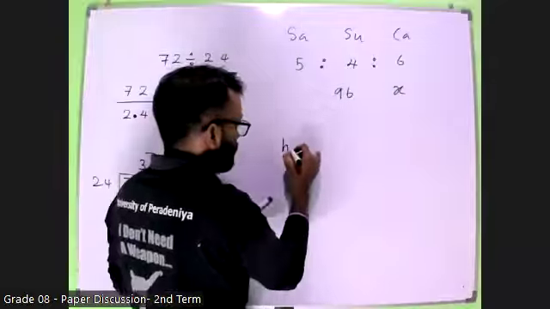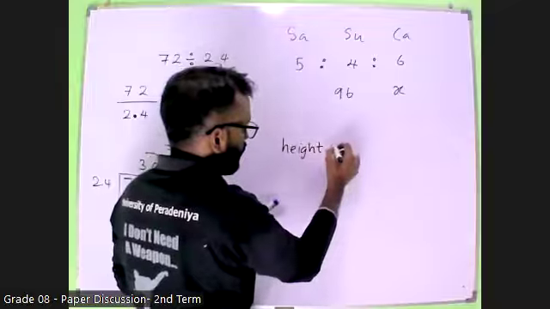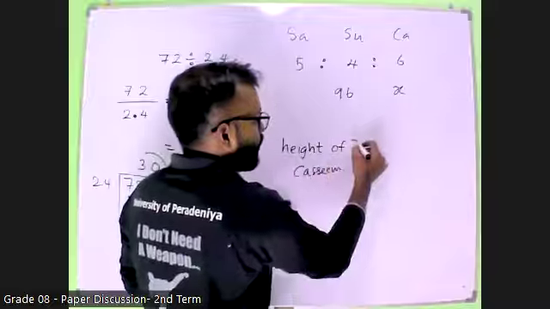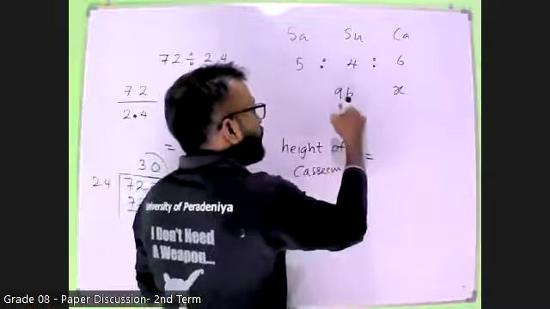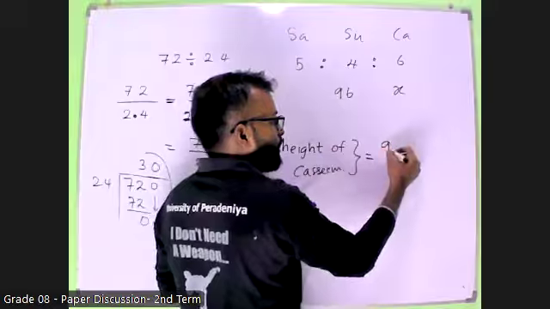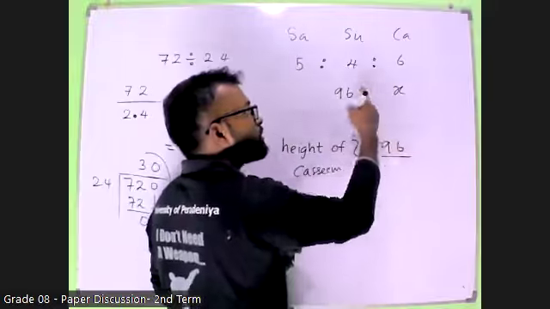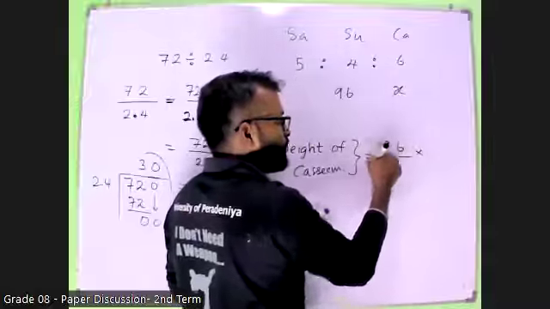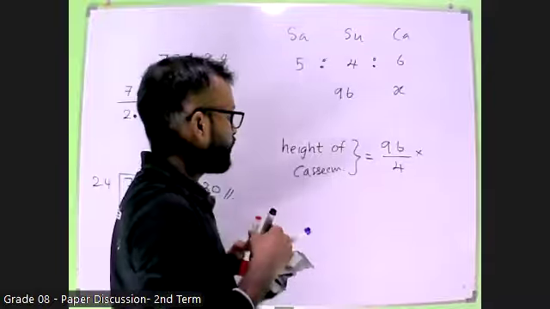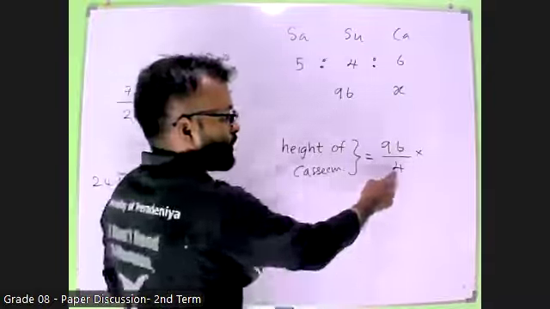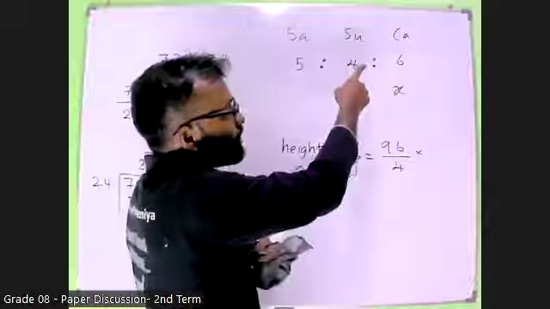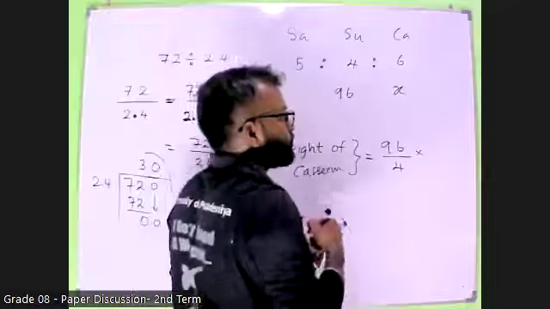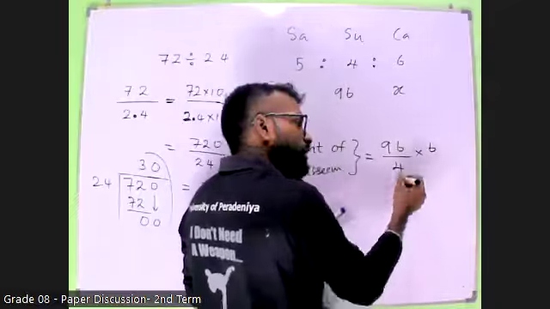So the height of Kasim can be written as, the height of Suresh 96, and how many parts does Suresh have? 4 parts. This will give you 1 part of Suresh, which is 8. Now, how many parts does Kasim have? 6 parts. So you have to multiply it by 6. Then simplify.